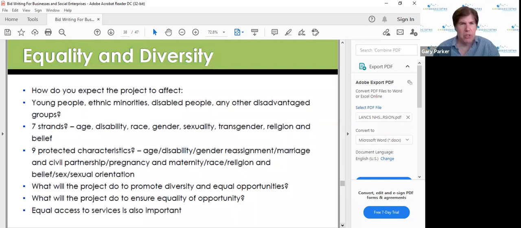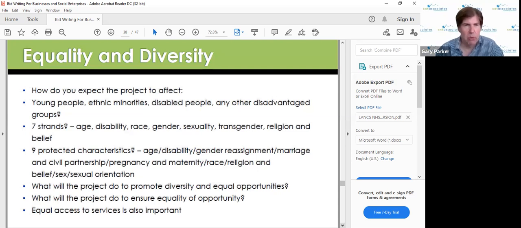So you've got to really consider, when you're delivering any project, how groups are impacted. Under equalities law, there's 7 strands of equalities, which I've detailed there, and 9 what they call protected characteristics, including age, disability, gender reassignment, marriage and civil partnership, etc. We live in a very diverse community in the UK. So you need to think what the project will do to promote diversity and equal opportunities, and what the project will do to ensure equality of opportunity. Equal access to services is also important these days. So these are quite important things you've got to take into account.